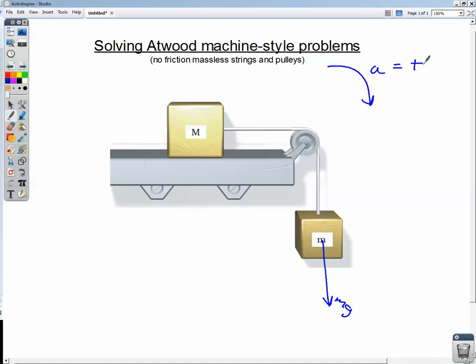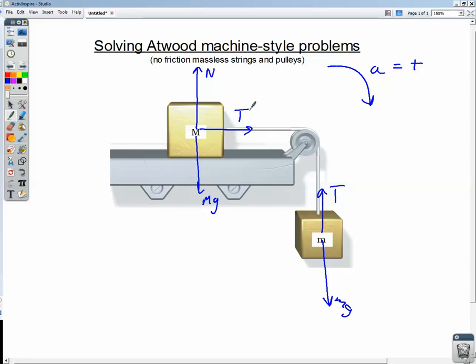Okay, drawing a free body diagram, I've already got the weight of the lower box, and a tension force acting upwards. For the box resting on the table, yes, we have big Mg going down, and we do have a normal force acting on that box. Since there's no acceleration in the vertical direction, and since we're ignoring friction, we can safely ignore the vertical forces for this problem. And we have a tension force acting on it to the right.